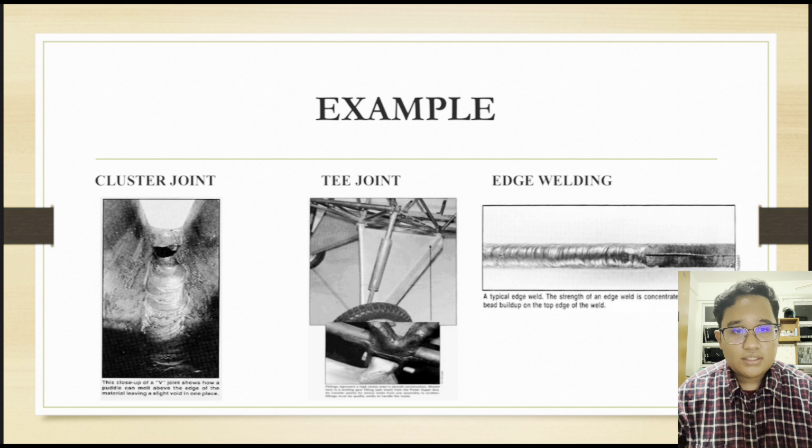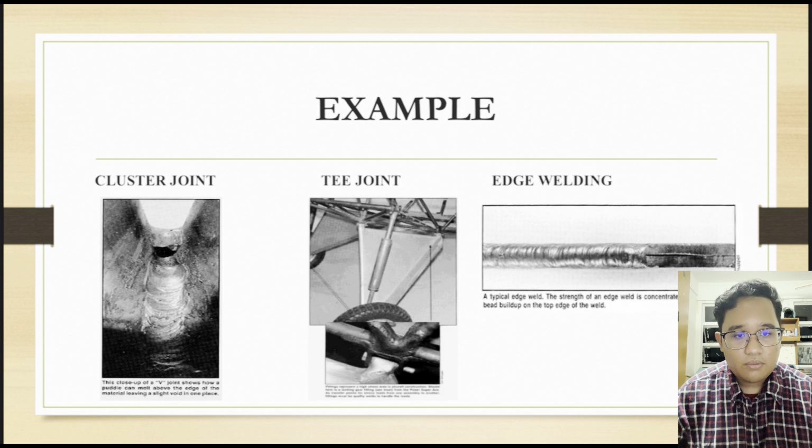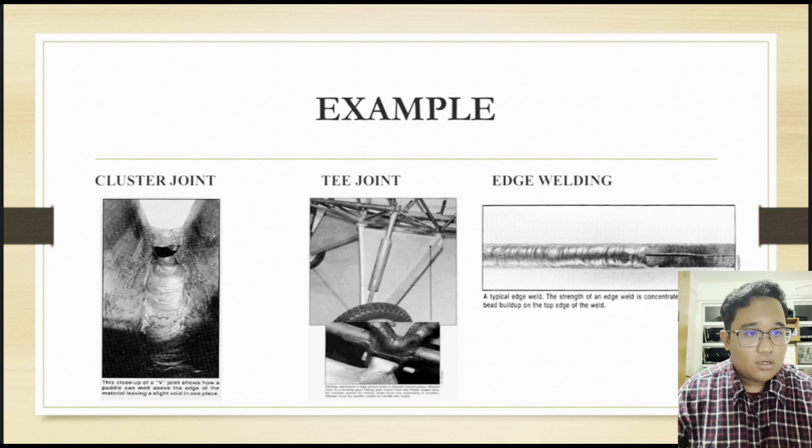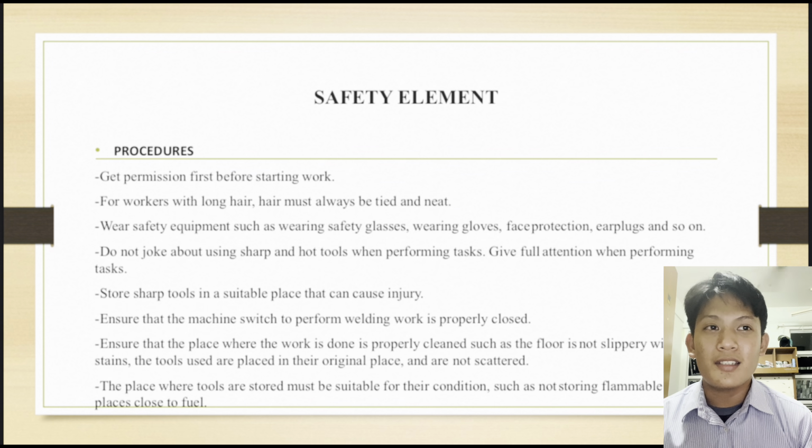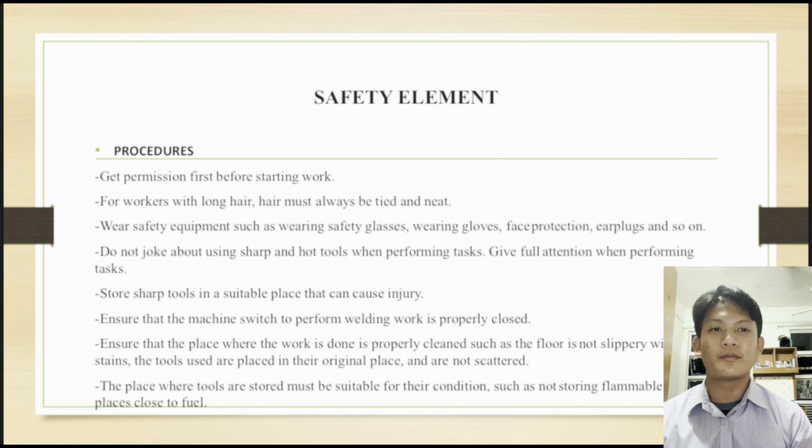Example, cluster joint. This close-up of a V joint shows how a puddle can melt above the edge of the material, leaving a slight void in one place. T-joint and edge welding. Lastly, safety elements.